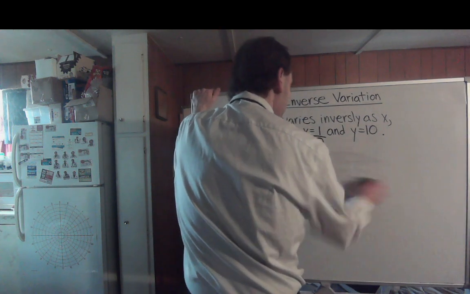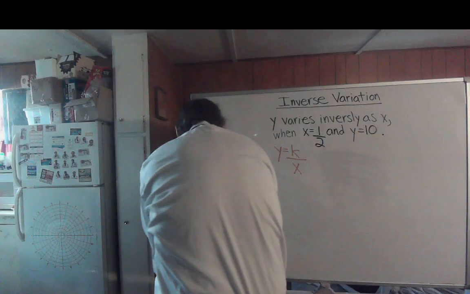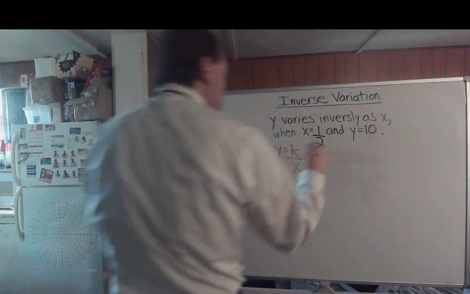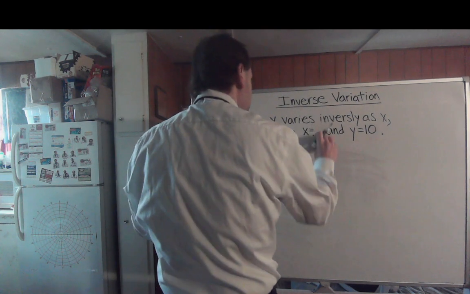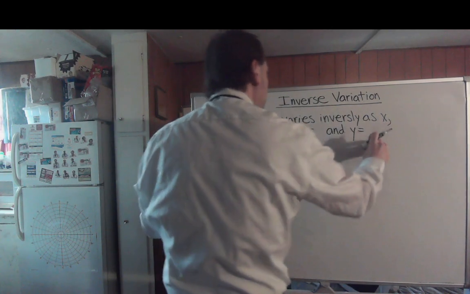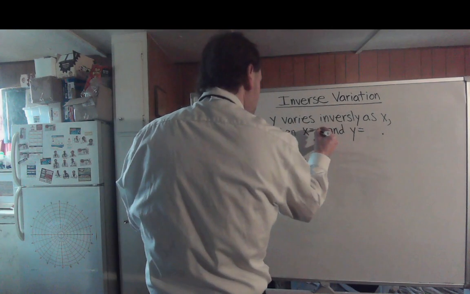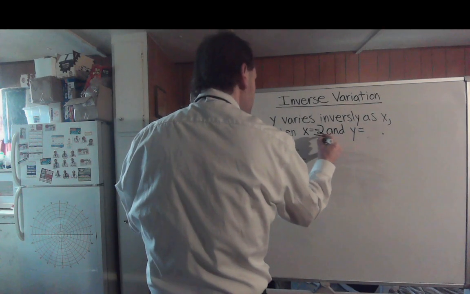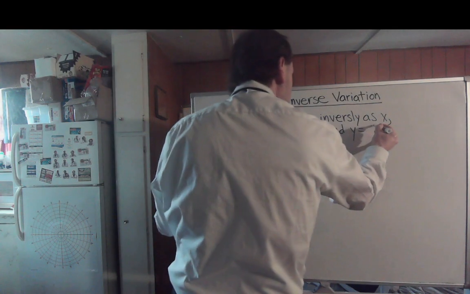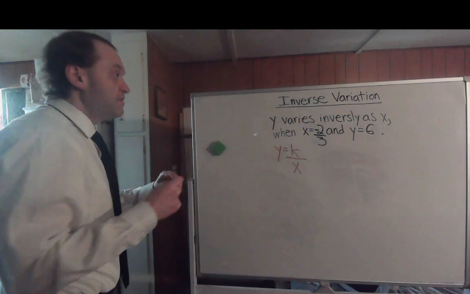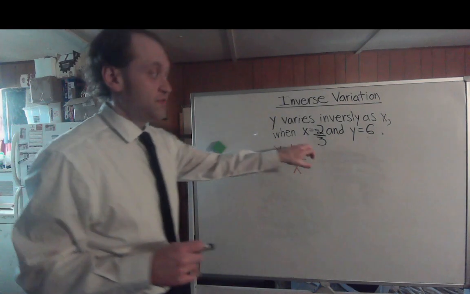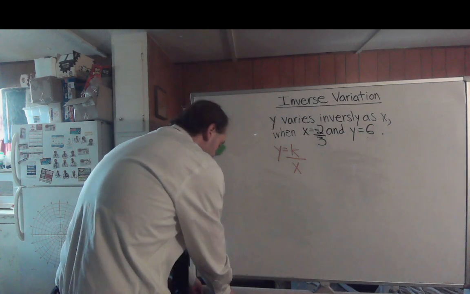Got two more for inverse, then we're going to do some joint variation. This time we're going to have it differently. X equals -2/3 and y equals 6. So y varies inversely as x when x equals -2/3 and y equals 6.